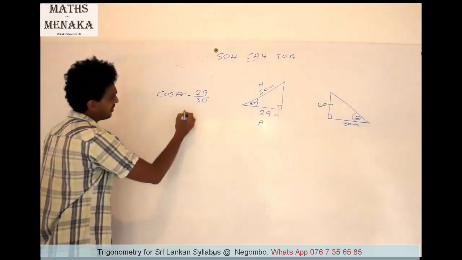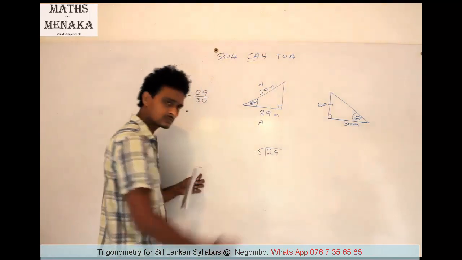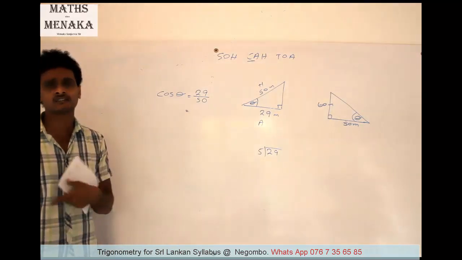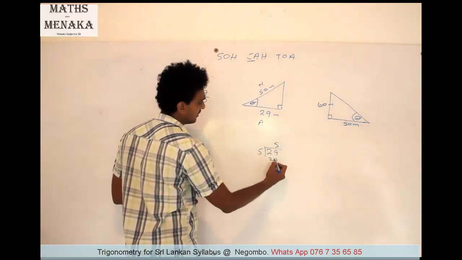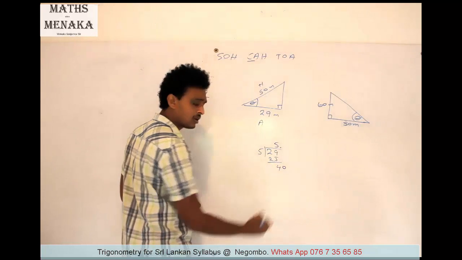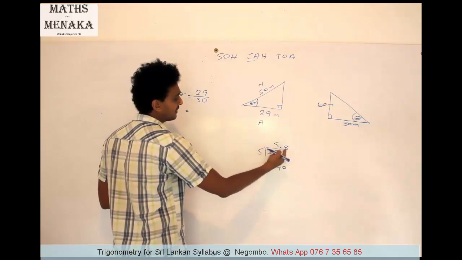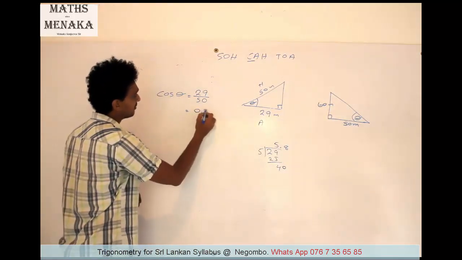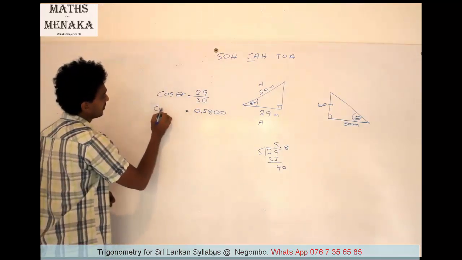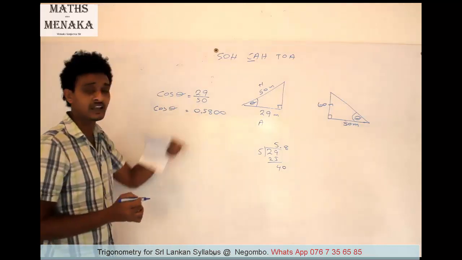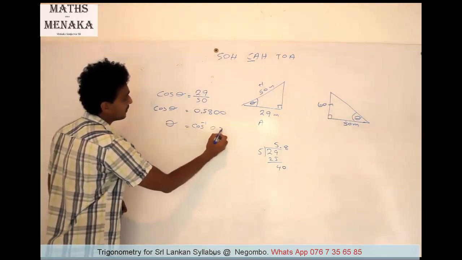You have to divide to four decimal places. How can we divide? First divide 29 by 5, and again divide the value by 10. Then this is easy for you. 29 divided by 5 is 5.8. When you again divide by 10, you will get 0.58. You need two more zeros. Then cos theta equals 0.5800. To find theta, you have to get cos inverse 0.5800.